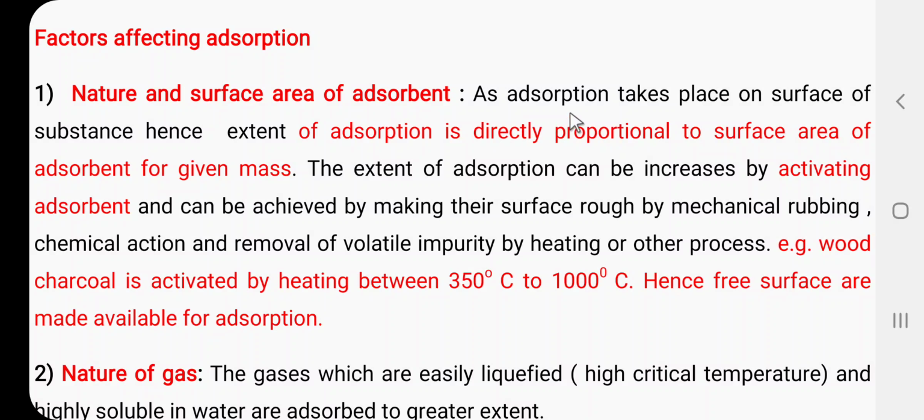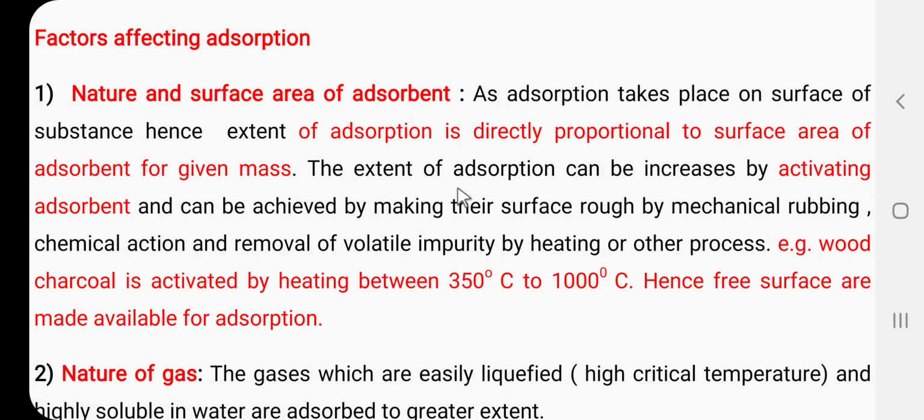As adsorption takes place on the surface of a substance, the extent of adsorption is directly proportional to the surface area of the adsorbent for a given mass. Friends, we know that adsorption is a surface phenomenon, and the definition of adsorption is the collection of a substance on the surface of another substance. So adsorption is a surface phenomenon and it is directly proportional to the surface area of the adsorbent for the given mass.